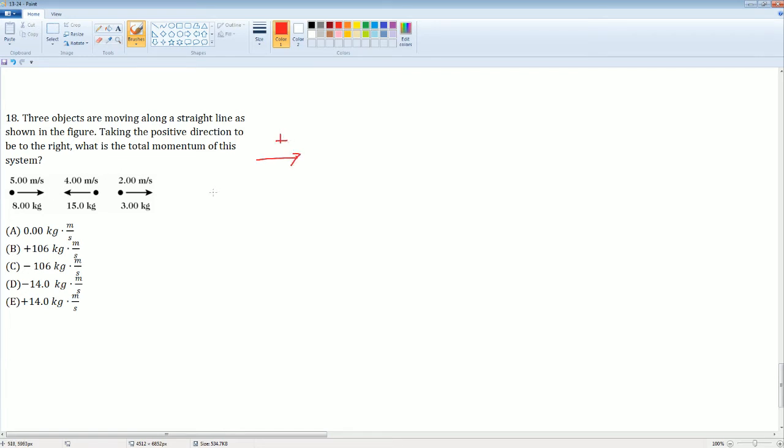Let's calculate. Please understand momentum is equal to mass times velocity. So the momentum here is plus 40 kg times meter per second. This is negative 60 because again it's going to the left. This is going to the right, so this is positive 60. So 40 minus 60 plus 6 is equal to negative 14. Please understand the units. For momentum, it's kilograms times meter per second.